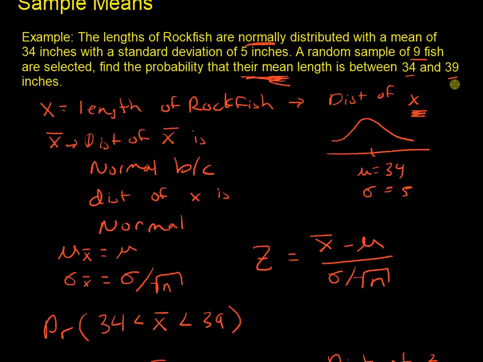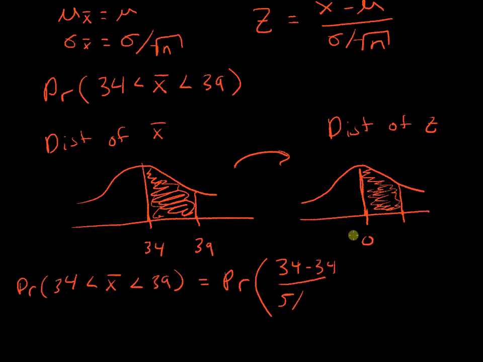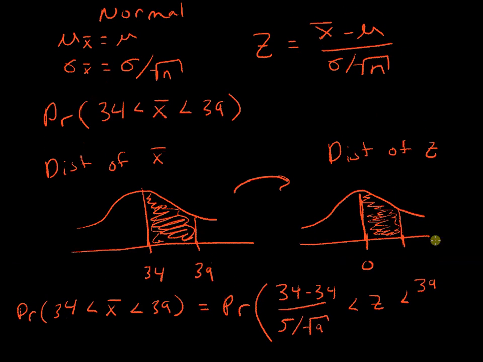N is 9 in this problem, a random sample of 9 fish, so square root of 9. Now I've transformed x bar to a z, so I should write z there. Now I'm transforming this 39 to figure out the corresponding value here. So 39 is now the value of x bar in this formula, minus mu, which is 34, divided by sigma, which is 5, divided by the square root of the sample size, which is 9.